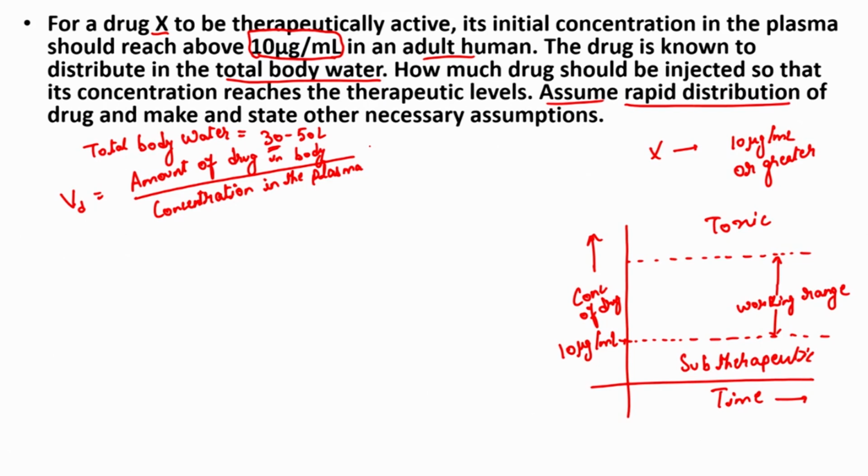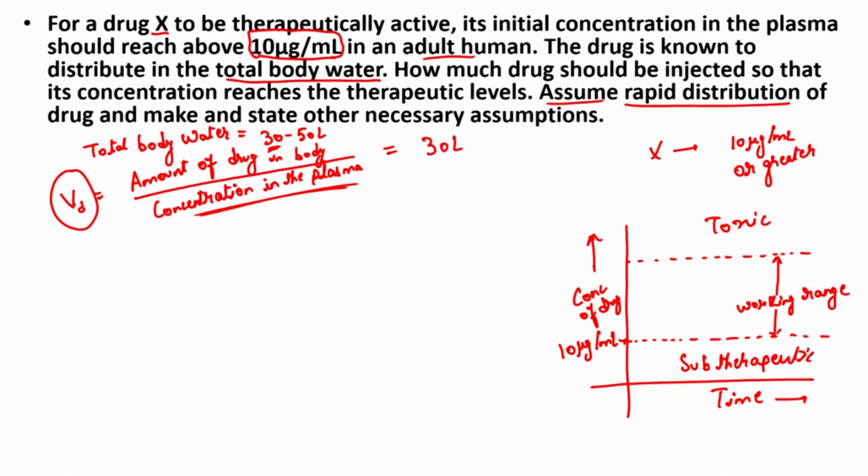Right. So, we know that if Vd is very high, that means the concentration in the plasma is fairly low, which would suggest that it is a lipophilic drug. But in this case it has been given that the Vd is actually the total body water. So, let us assume this to be 30 liter.